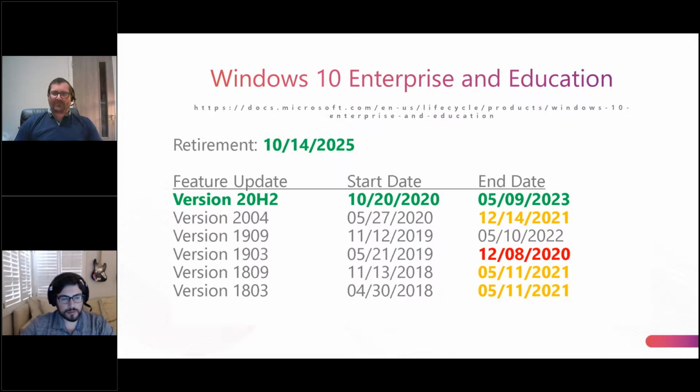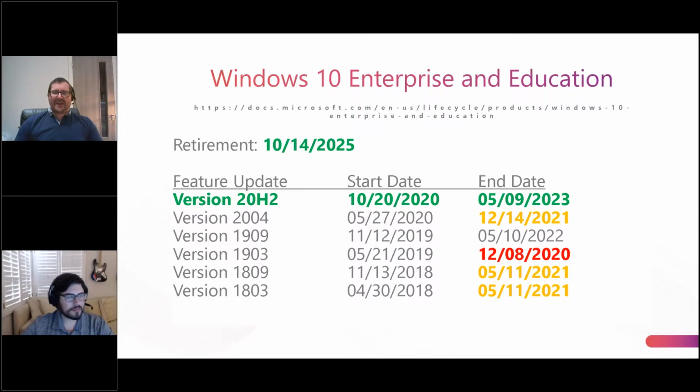18 months for Enterprise. And what we've seen in the past few years is that Microsoft is changing the life cycle between fall and spring releases. The spring release will have a shorter life cycle, and the fall will have a longer life cycle. So you'll get the extra amount of time on a fall release. Spring release will pretty much have a very similar end date with Pro.